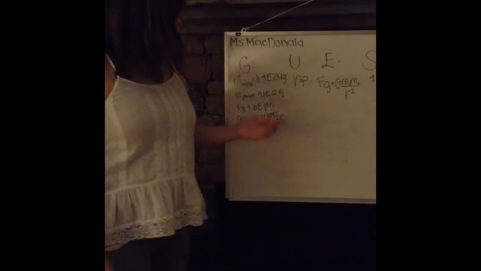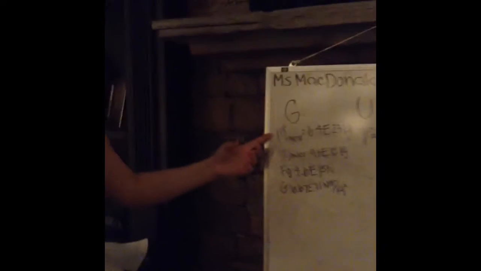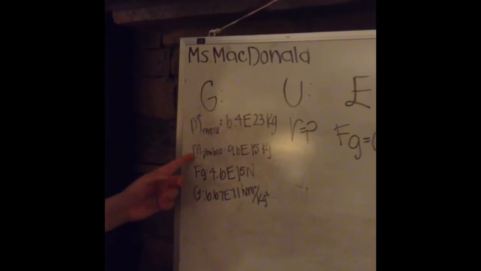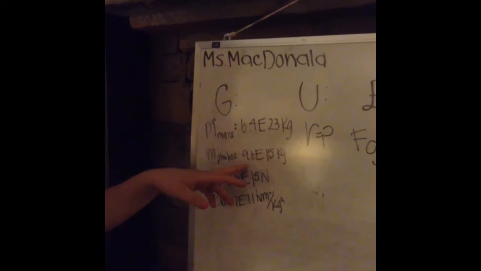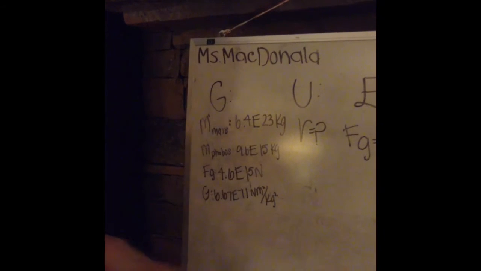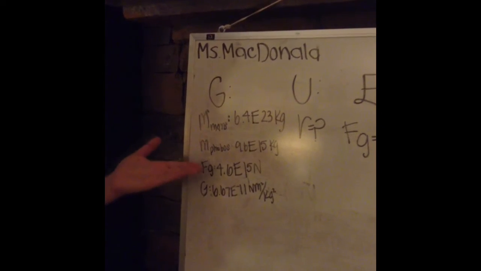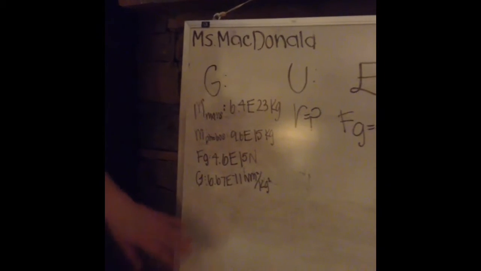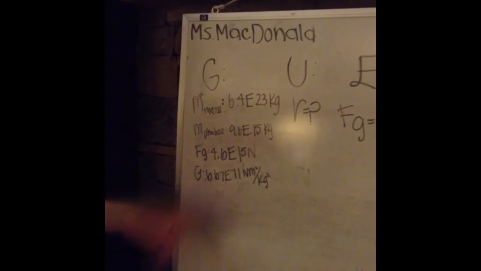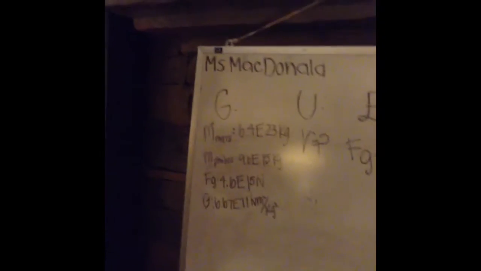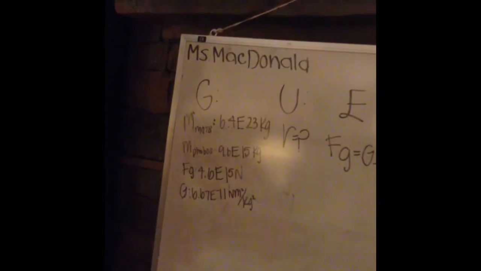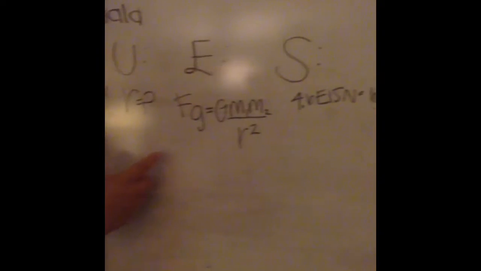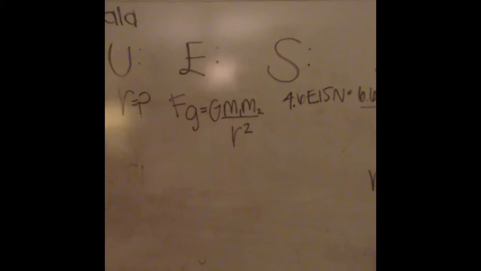That works the problem. Under our givens, we got the mass of Mars, which is 6.4 times 10 to the 23 kilograms. The mass of Phobos, which is 9.6 times 10 to the 15 kilograms. And then we got Fg, which is the force of gravity, 4.6 times 10 to the 15 newtons. And then we have G, 6.67 times 10 to the negative 11 newton meters squared over kilogram squared. And for our unknown, we have R, which is radius, I think.